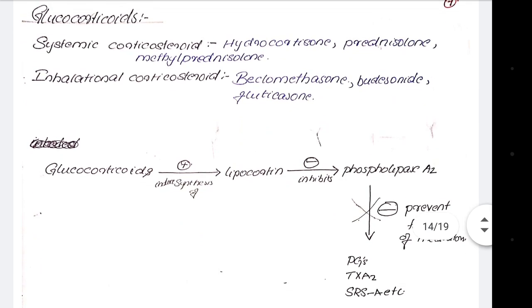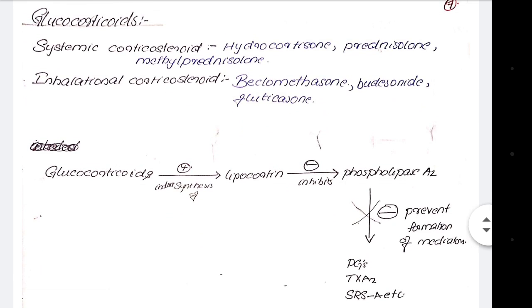The next class of drug we are going to deal with is glucocorticoids. Glucocorticoids are divided into two categories mainly. The first is systemic corticosteroids, the other is inhalational corticosteroids. Under systemic corticosteroids, you have hydrocortisone, prednisolone, and methylprednisolone. Under inhalational glucocorticoids, you have beclomethasone, budesonide, and fluticasone.